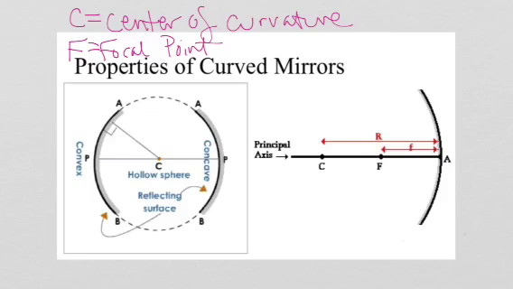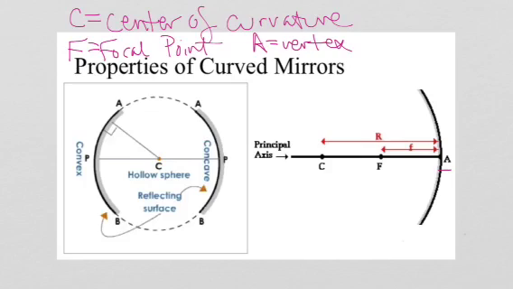And then we have this A. A is considered the vertex. It is located at the geometric center of the mirror, where this line that includes C and F, called the principal axis, intersects the mirror.